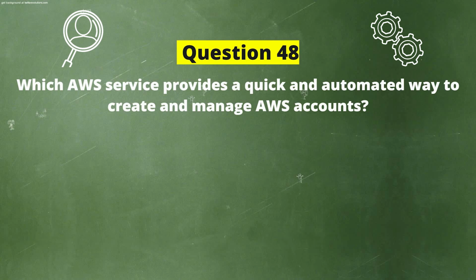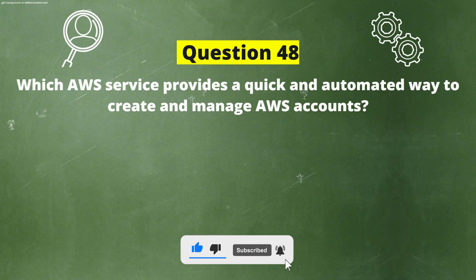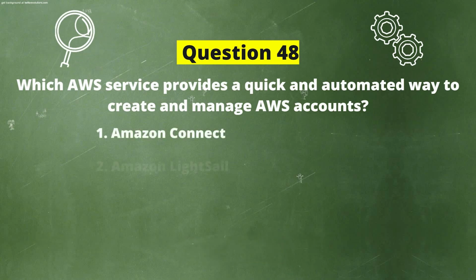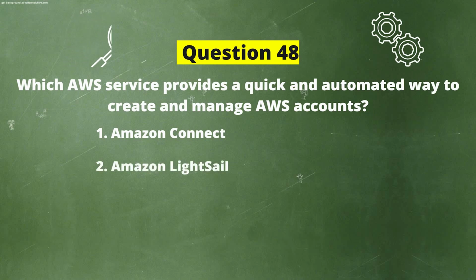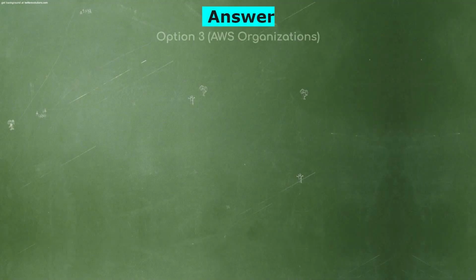Question 48. Which AWS service provides a quick and automated way to create and manage AWS accounts? Now the options are: Option 1, Amazon Connect; Option 2, Amazon Lightsail; Option 3, AWS Organizations; Option 4, AWS QuickSight. And the correct answer is Option 3, AWS Organizations.